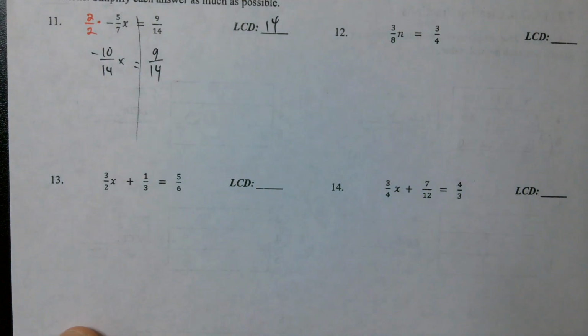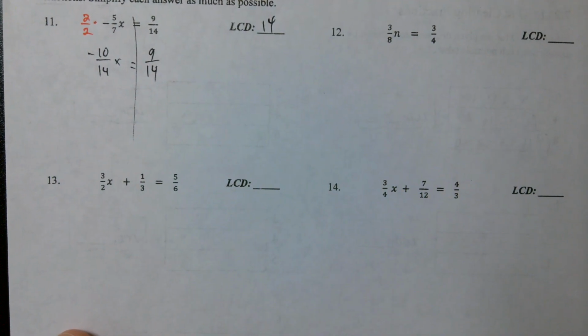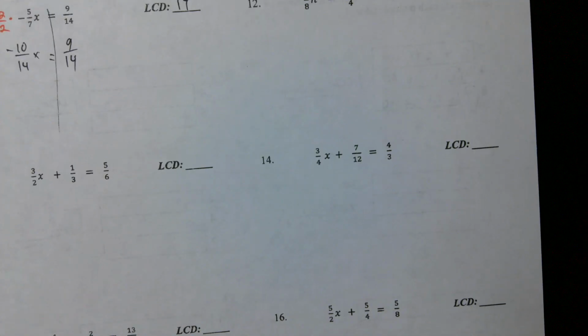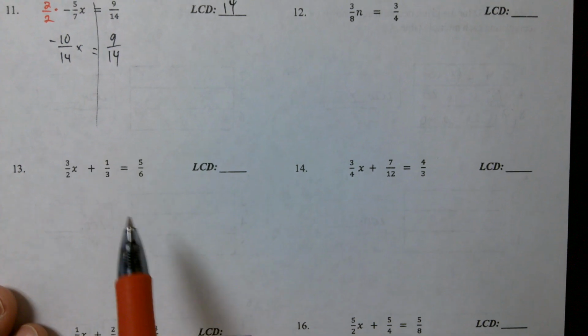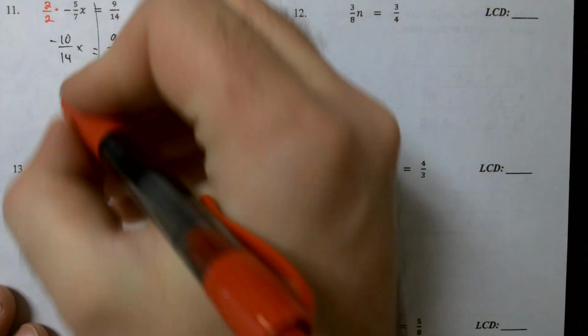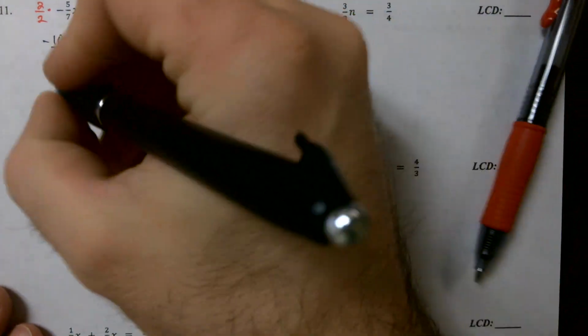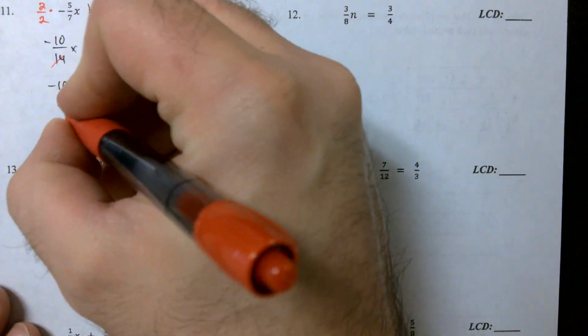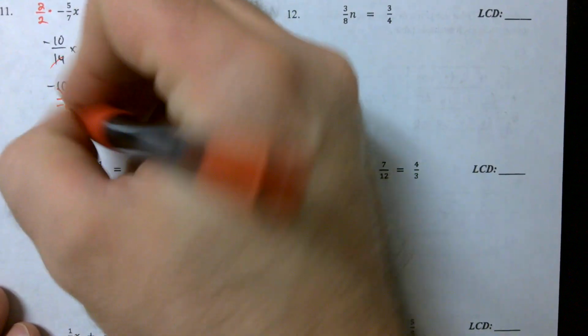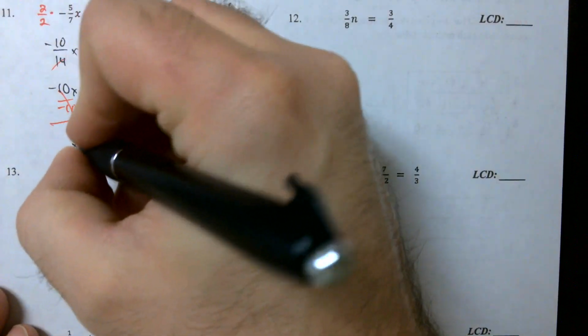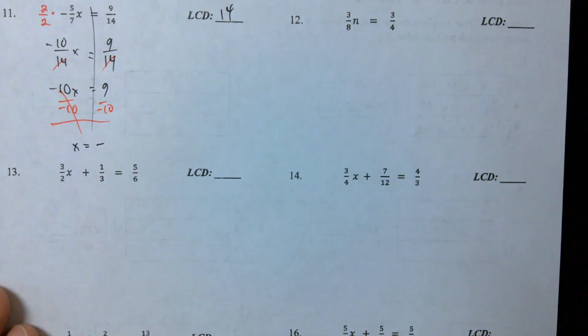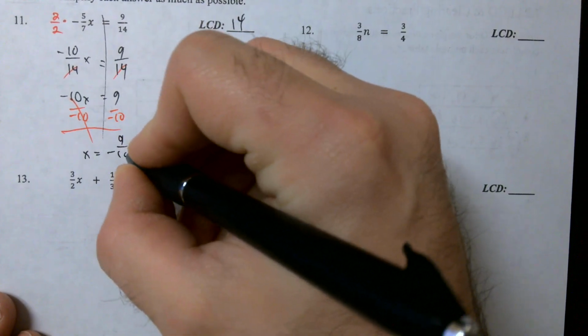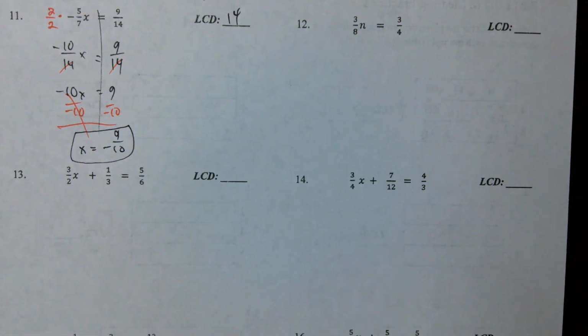What do I want to do now? Divide? Yes. Even before we do that, though, what do I do with the 14s? Cross them out. Now we've got negative 10x equals 9. Just like Nathan said, I'm going to divide by negative 10. Can I simplify 9 over 10 at all? No. So we leave it as negative 9 over 10.